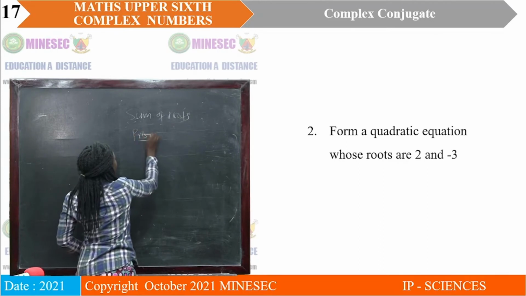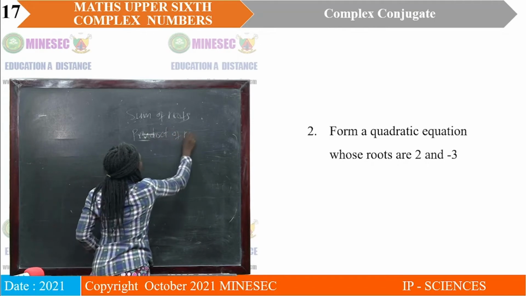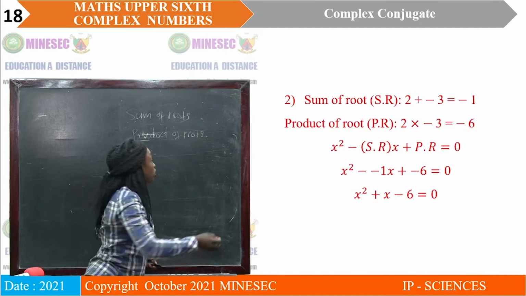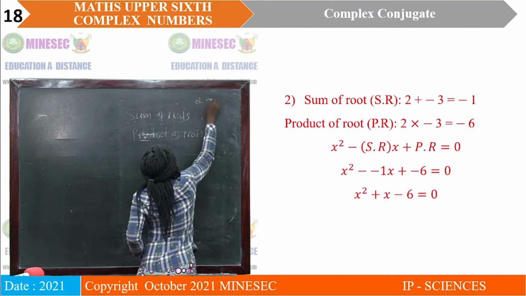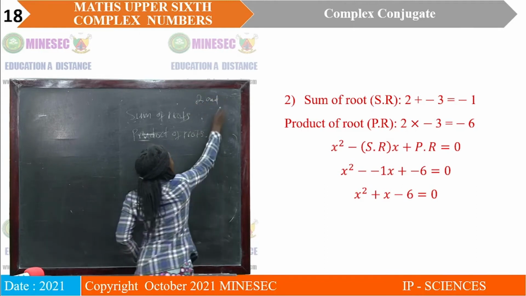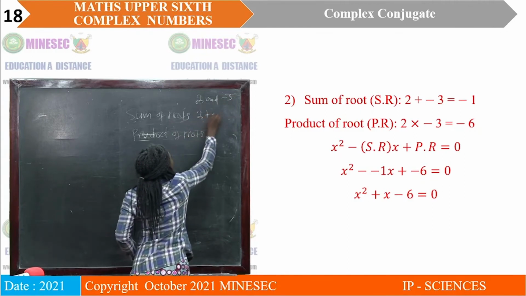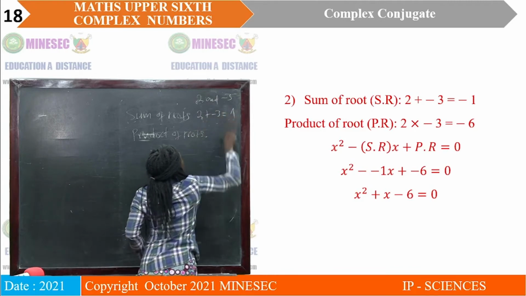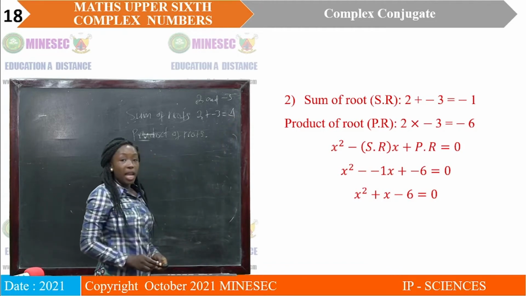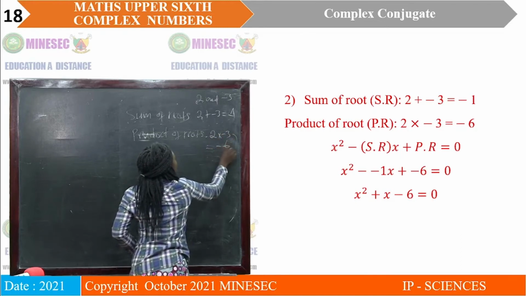and product of roots. Now, what is the sum of roots? The roots are 2 and negative 3. So you sum the roots, 2 plus negative 3, which gives 2 minus 3 equal to negative 1. And the product of roots is simply 2 times negative 3, which gives negative 6.